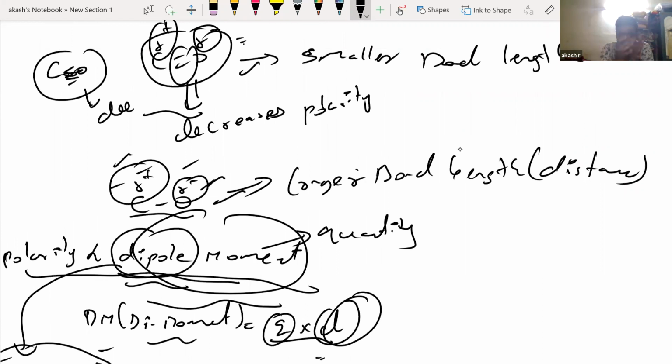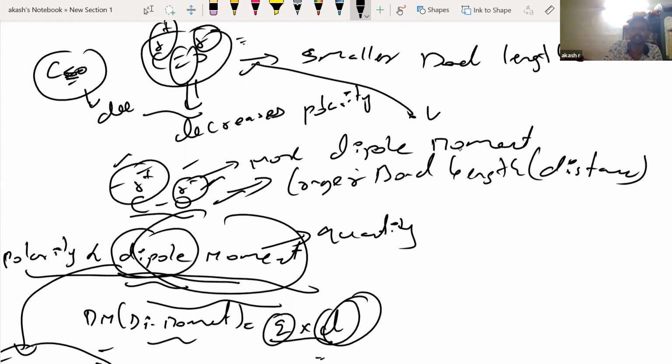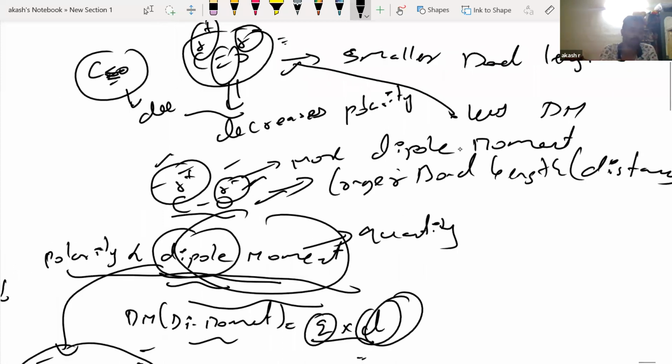C double bonds are shorter, so they will have less dipole moment, while single bonds have a larger distance between the two charges, and they will have more dipole moment. Right? And now I told you, whichever is going to have more dipole moment will have more polarity, right? And whichever is more polar will obviously have a higher boiling point, because the strength of dipole-dipole interactions also increases when I have more dipole moment.